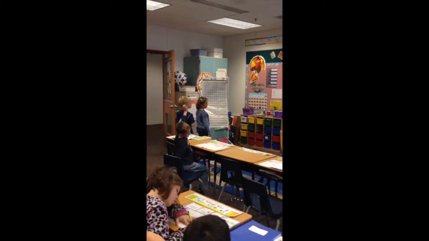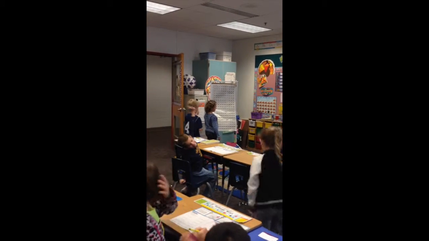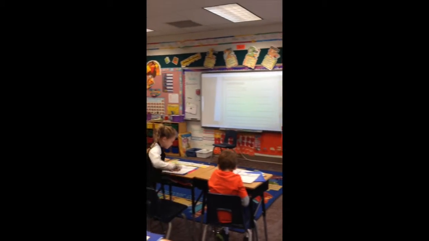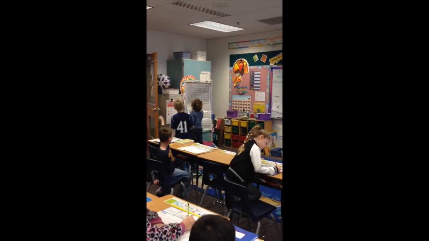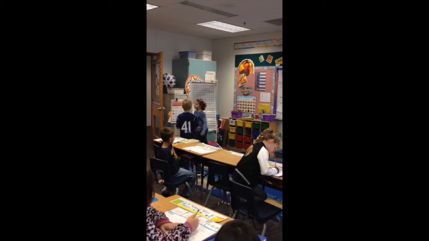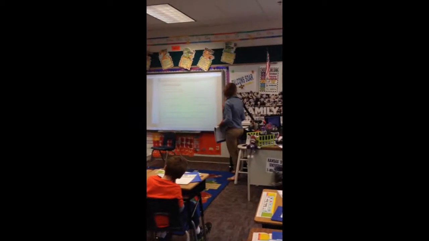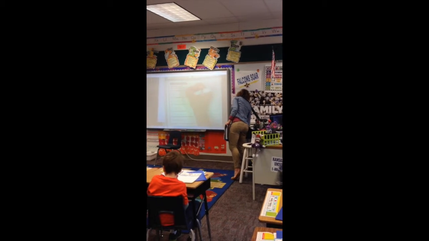Okay, what's 10 less than 72? We'll find 72 on the chart. And what's 10 less? 62. Good job, because when you find less, you move one up. So 10 less than 72 is 62.